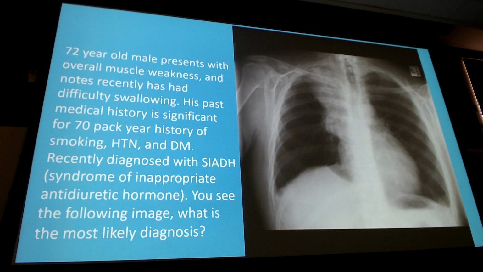72-year-old male with overall muscle weakness. Notes difficulty swallowing. 70-pack year history. Hypertension, diabetes. Oh my goodness, he recently was diagnosed with SIADH syndrome. Here's my x-ray. What am I worried about? Small cell.